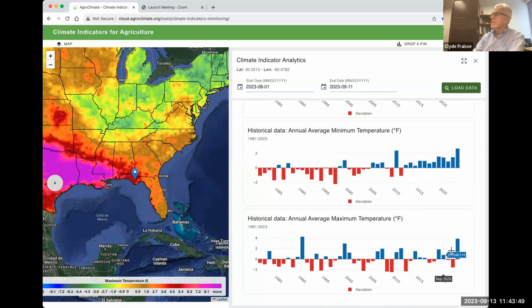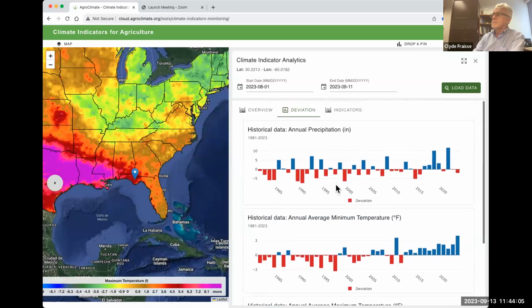And with the maximum, you see, of course, same idea of this year, very much warmer, but it's not such a clear trend as I see with the minimum temperature.